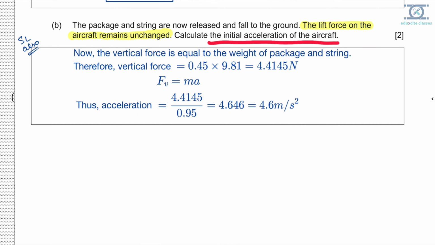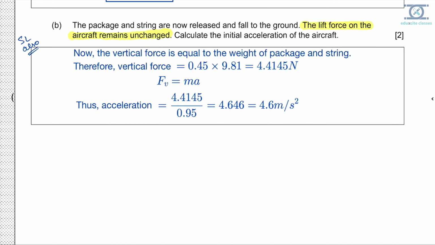Calculate the initial SL. Now what is happening, the lift force which is lifting it in the upward direction is remaining the same, but now the weight which was acting in the downward direction has been released. So now the aircraft will start to accelerate in the upward direction. So we have to calculate the initial acceleration.